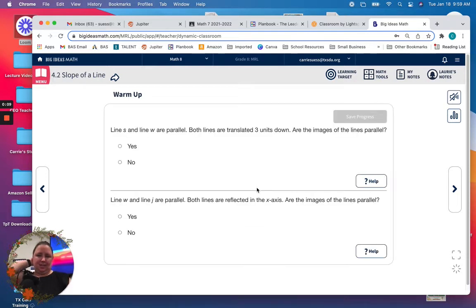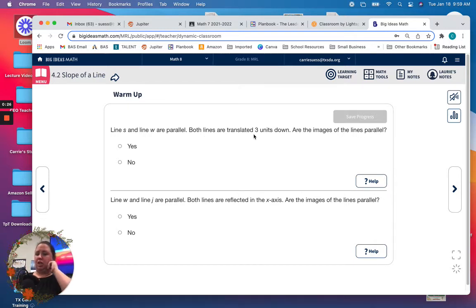Line S and line W are parallel. Both lines are translated 3 units down. Are the images of the lines parallel? Yes. So if both lines are translated exactly the same, would the lines still be parallel if they were originally? So then you would say yes.